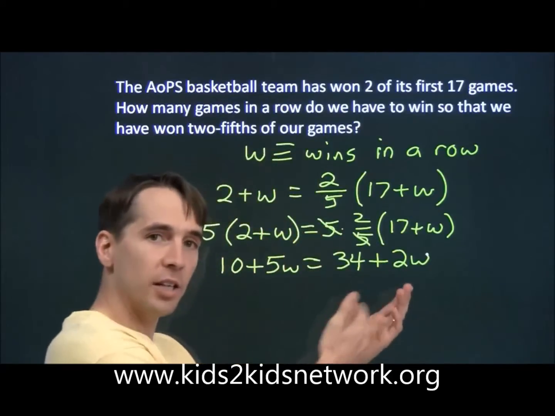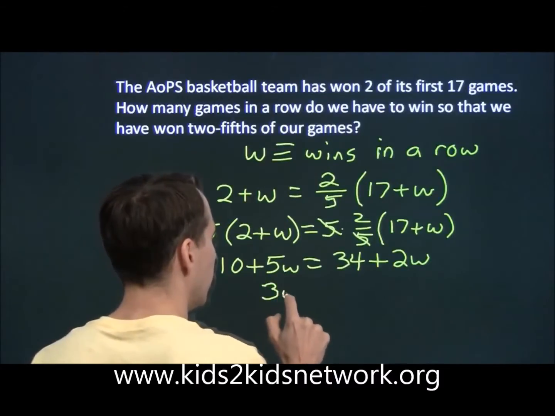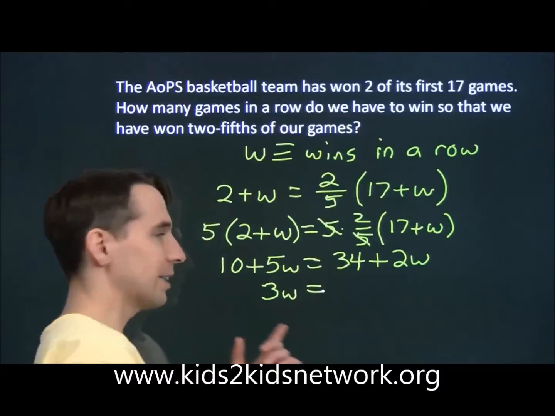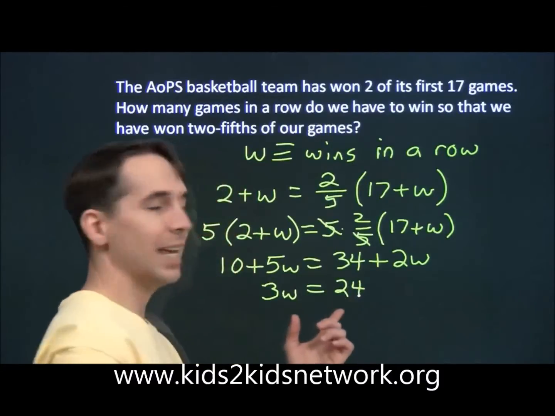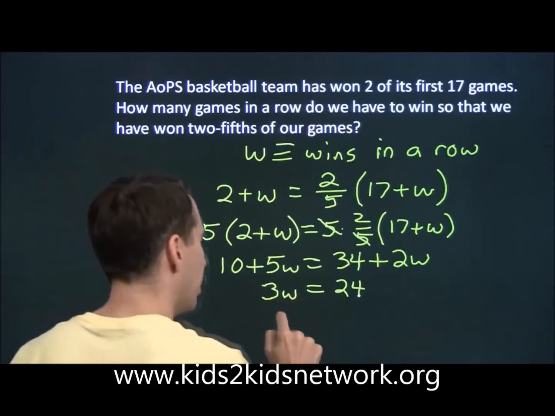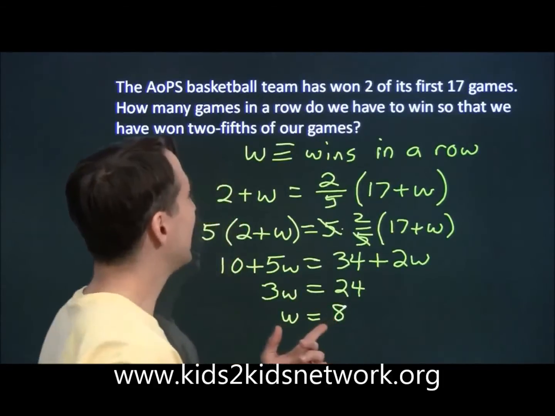Once again, we isolate the variable. We'll subtract 2W from both sides. We'll be left with 3W over here. And we'll subtract the 10 from both sides. 34 minus 10 is 24. Then we divide by 3. And we see that we need to win 8 games in a row.